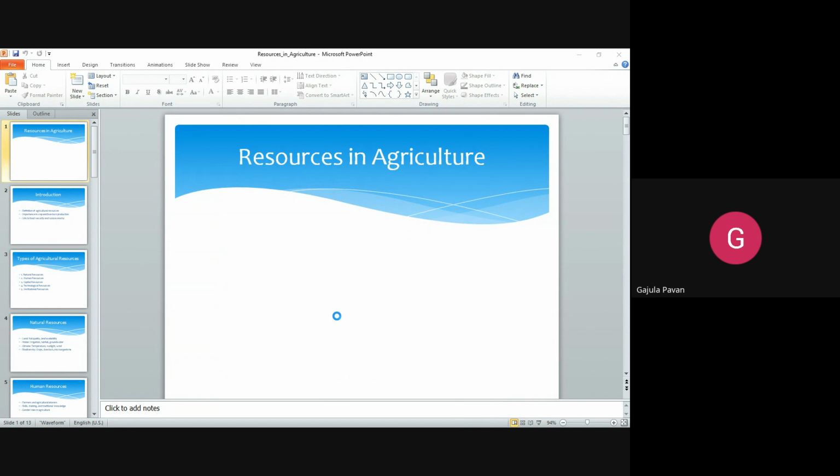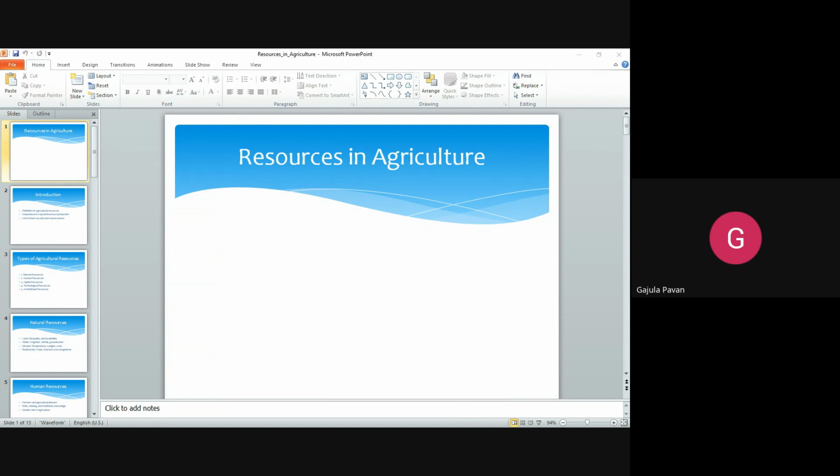Natural resources is nothing but the land. In that land there is soil quality and land availability, and water, irrigation, rainfall and groundwater, and climate, temperature and sunlight, wind and biodiversity. So that is in crops, livestock, microorganisms. So these are the important natural resources of agricultural resources.